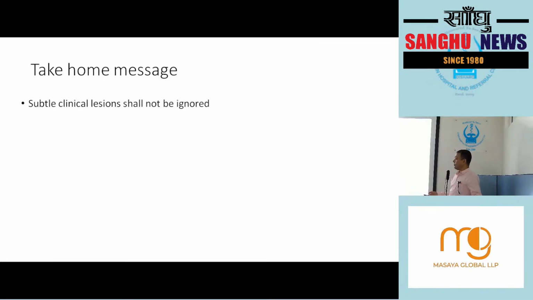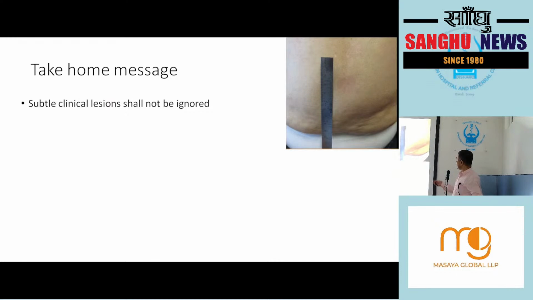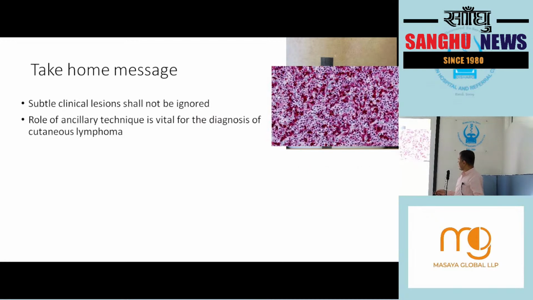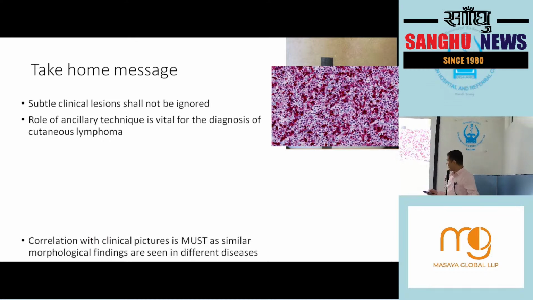Okay, I am at the end. I'm going to finish. I say with these pictures, always, do not ignore subtle clinical lesions. Please take a biopsy if you have doubt. Take home message: in this case, ALK positivity. The role of ancillary techniques is vital for the diagnosis of lymphoma. I do not diagnose without it.